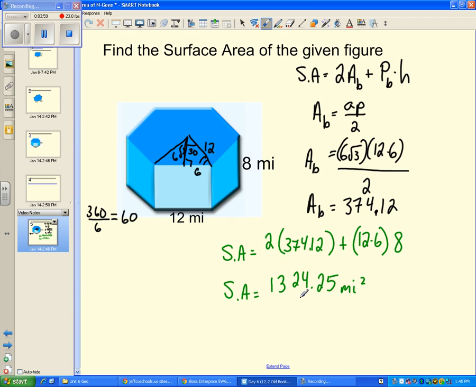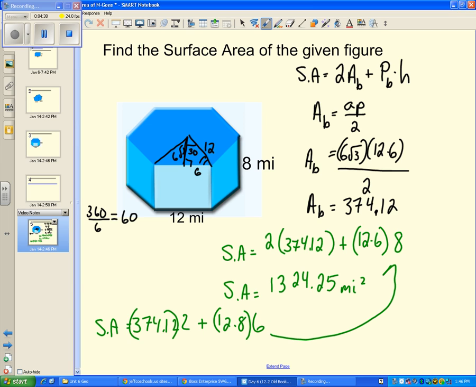So just like our other prisms that we were dealing with, we would find the area of the base, which in this case happens to be a hexagon, and then we're going to multiply that by 2 and add on the area of all the rectangles. And we could have done that, if we know the area of the base is 374.12, multiply that by 2, and then add on all the rectangles. The area of one of these rectangles is 12 by 8, and how many are there? Well, we could add it on 6 times, or we could multiply by 6, which is basically what's happening right there.